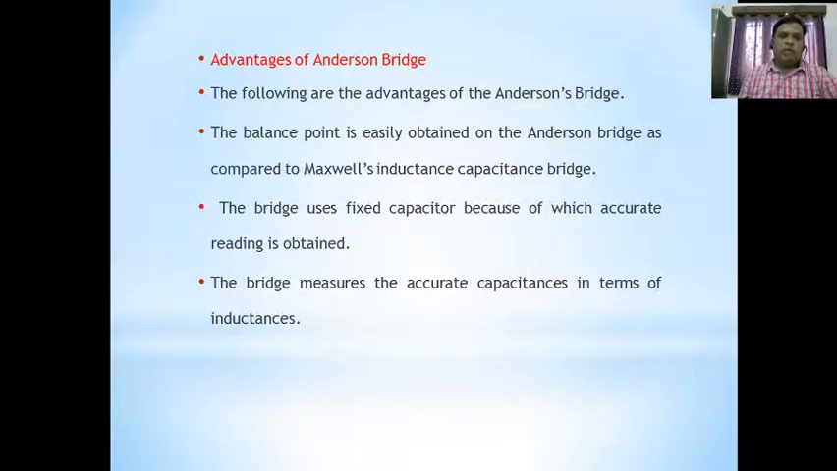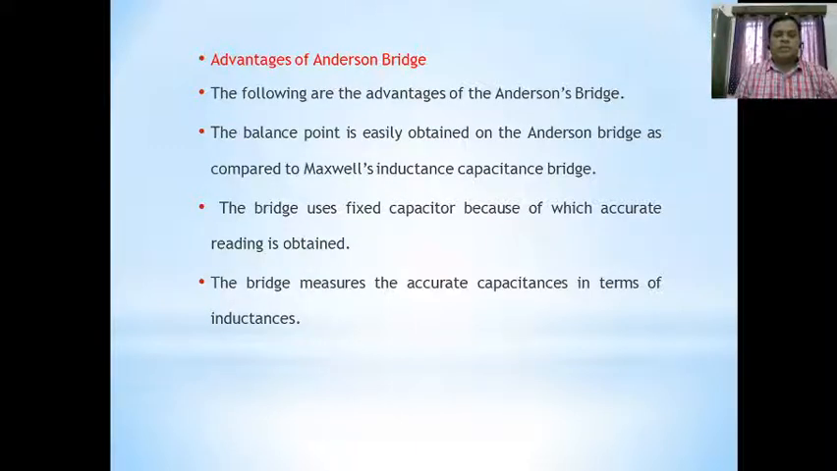Now we will see what are the advantages of Anderson's bridge. The balance point is easily obtained on the Anderson bridge compared to the Maxwell's inductance capacitance bridge. And the bridge uses a fixed capacitor, because of which accurate reading is obtained. The fixed capacitor always gives you accurate readings, and therefore it is used in the Anderson bridge, whereas in the Maxwell inductance capacitance bridge we are not using a fixed capacitor.